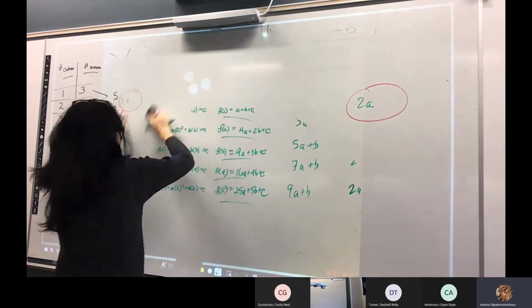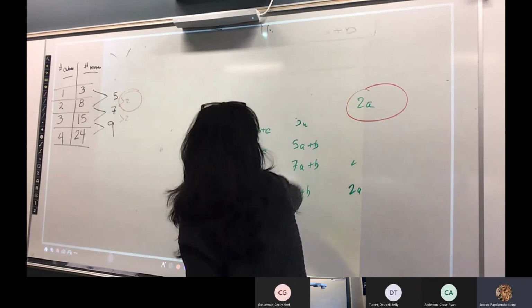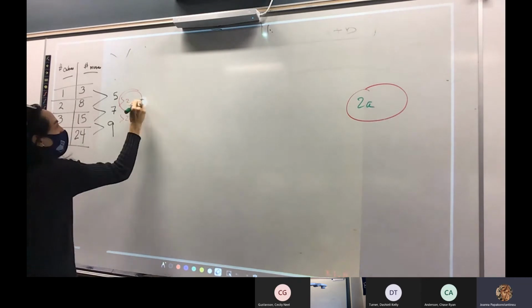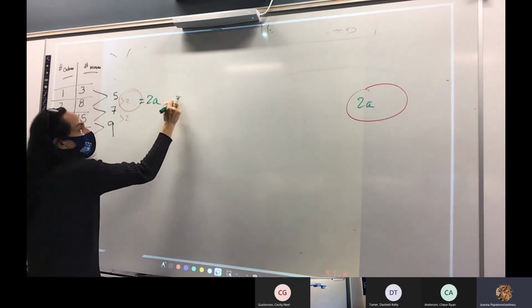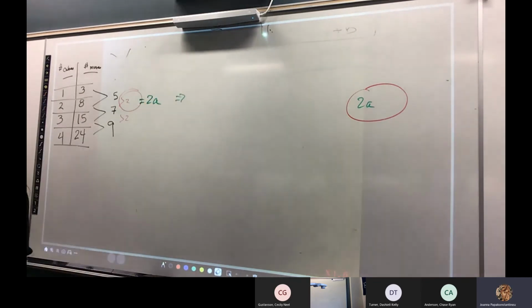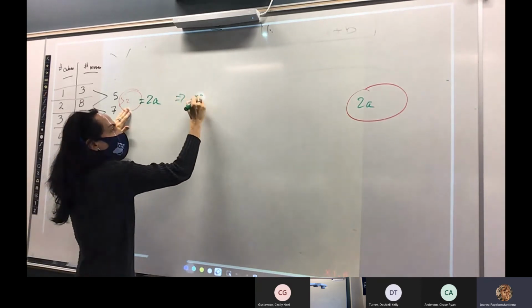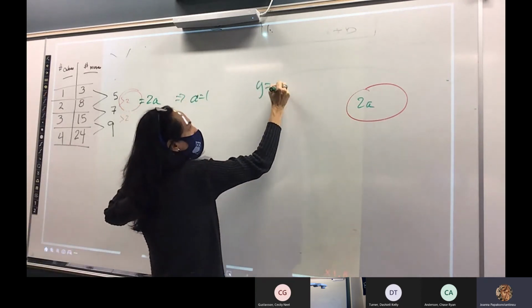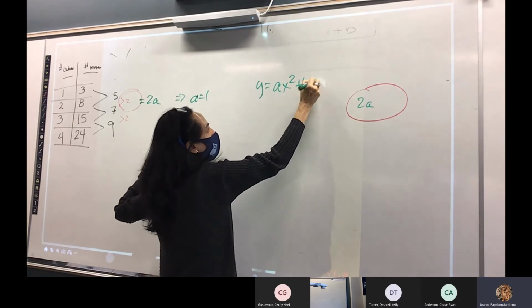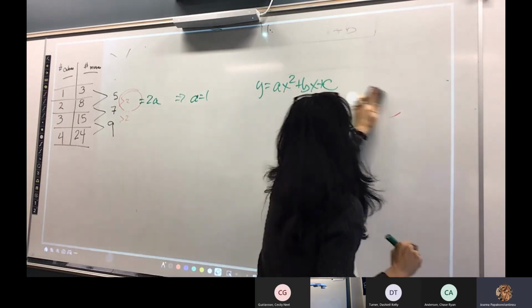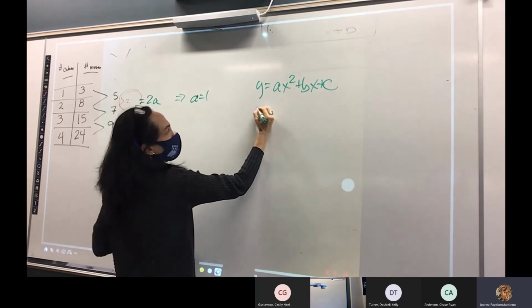I know that this second finite difference equals 2a. You always set it equal to 2a. So what is a? Solve for a. What is a? Now, ultimately, I'm trying to write this equation. Okay, a is 1. I just found it.